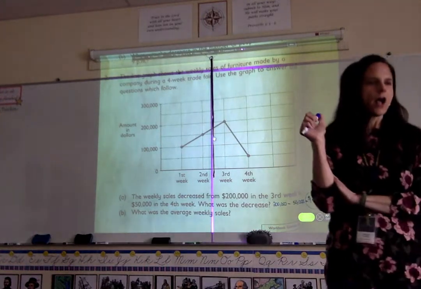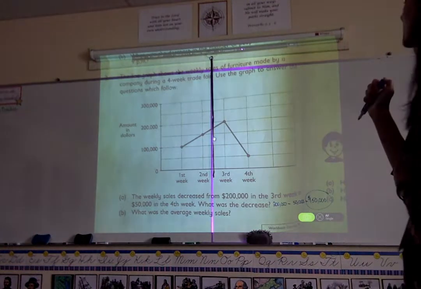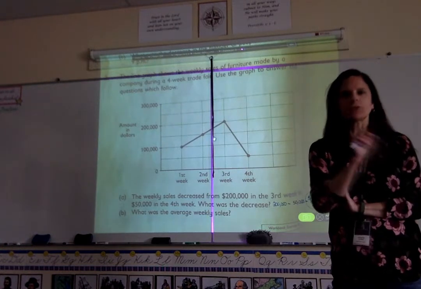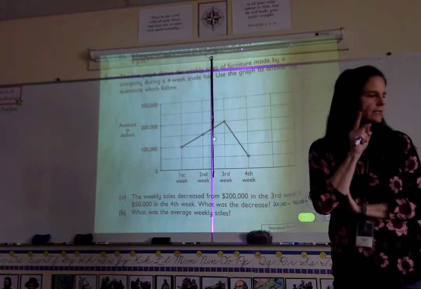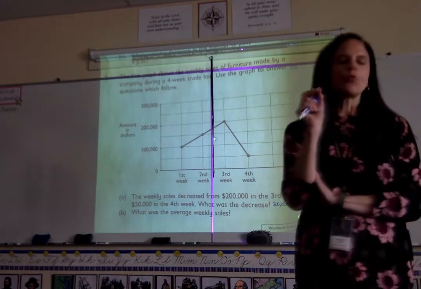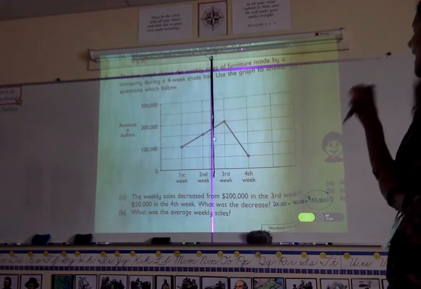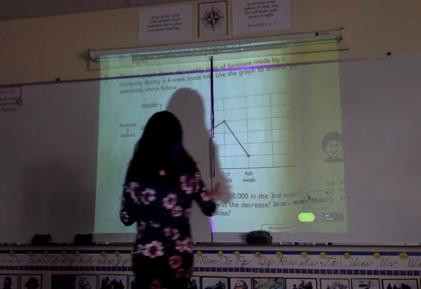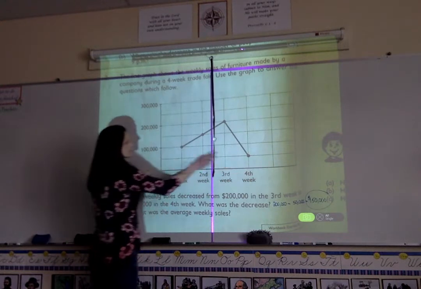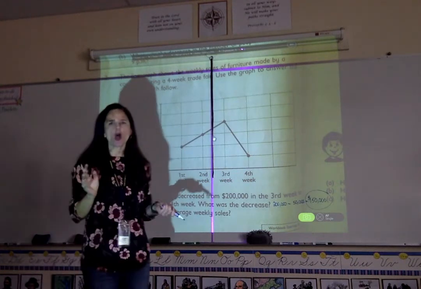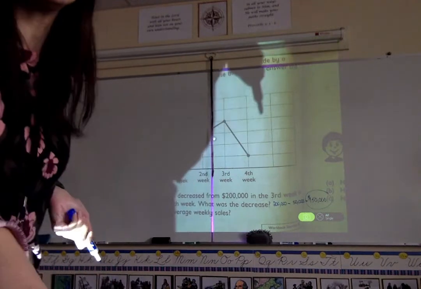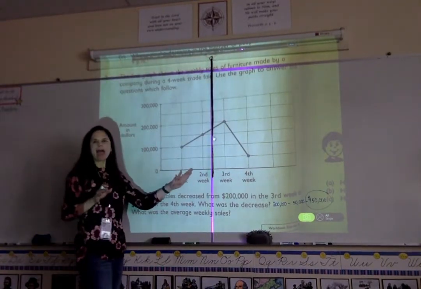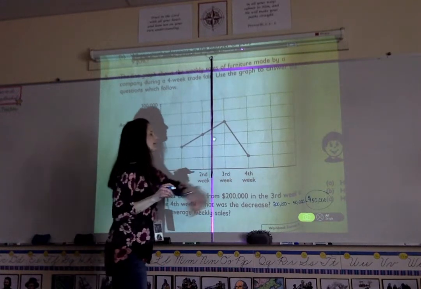And then for B, the question says, what was the average weekly sales? Okay, we just finished a unit on average. We should be able to do this. This is not difficult. Think back to what we do to find average. We're going to take all 4 weeks' dollar values and get a total first, to find out how much money was made over the 4-week period. And then to find the average, we're going to divide that by the number of weeks.